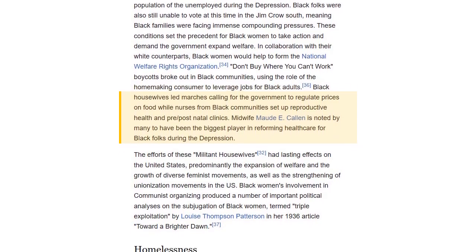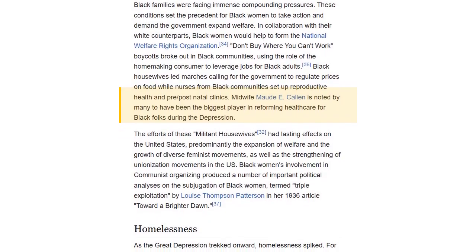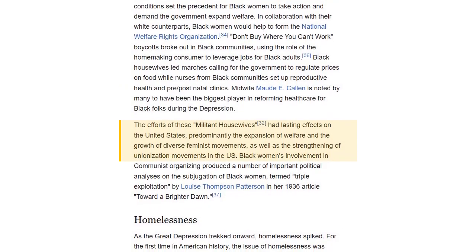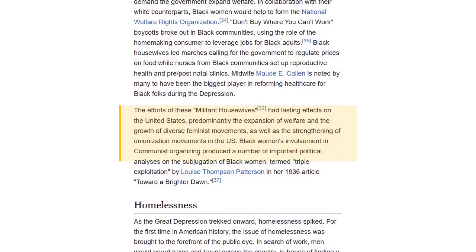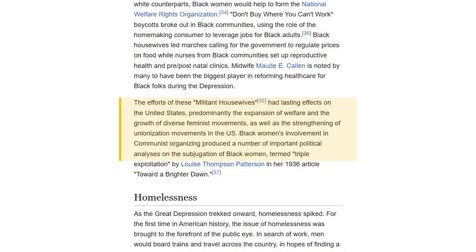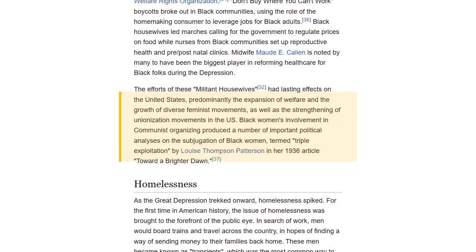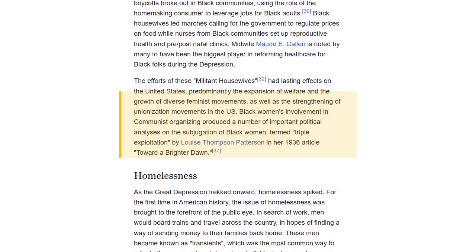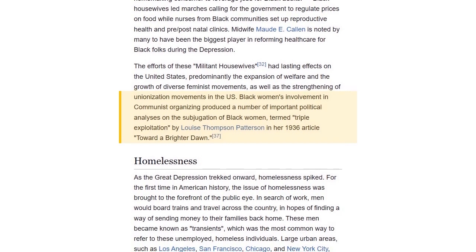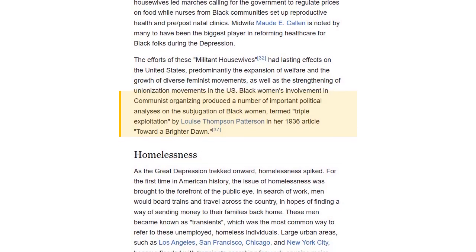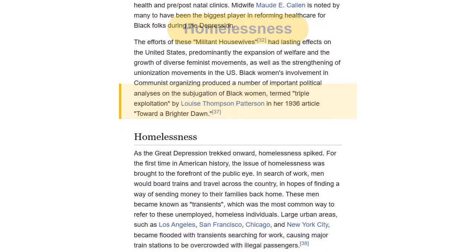Midwife Maud E. Callan is noted by many to have been the biggest player in reforming healthcare for black folks during the Depression. The efforts of these militant housewives had lasting effects on the United States, predominantly the expansion of welfare and the growth of diverse feminist movements, as well as the strengthening of unionization movements in the US. Black women's involvement in communist organizing produced a number of important political analyses on the subjugation of black women, termed triple exploitation by Louise Thompson Patterson in her 1936 article, Toward a Brighter Dawn.